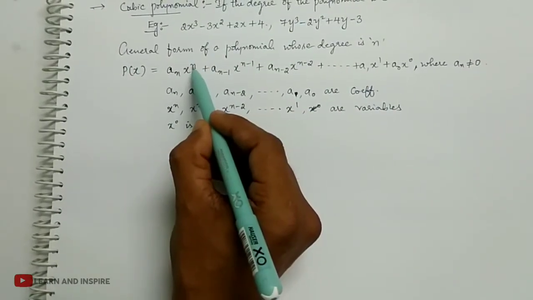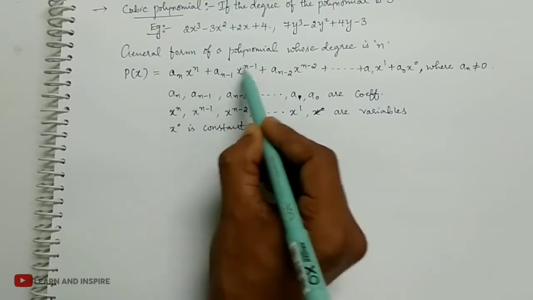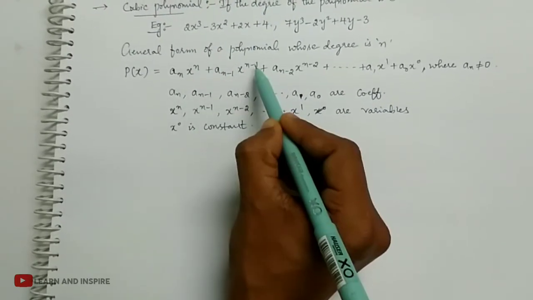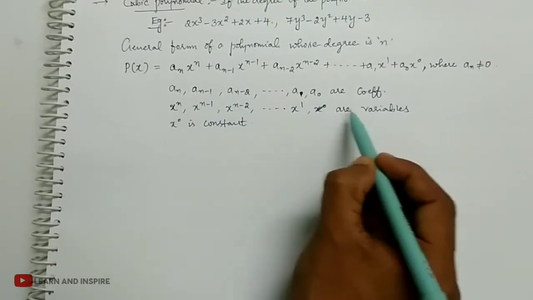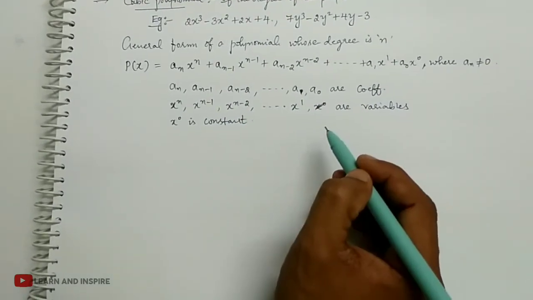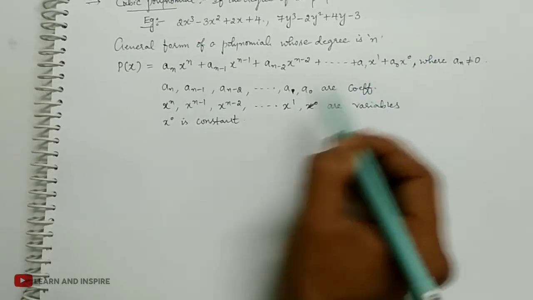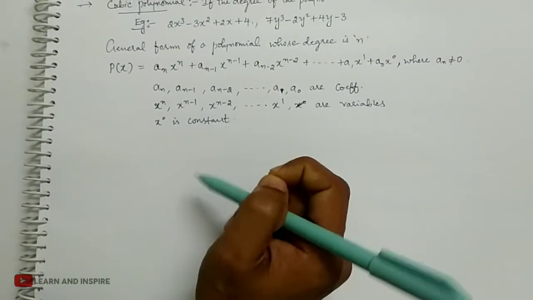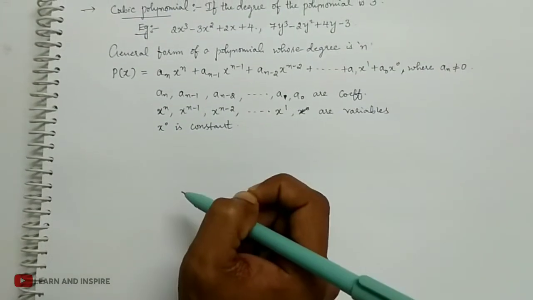x power n minus 1, here the degrees are decreasing, n minus 1, n minus 2, so on. So the degrees are decreasing, so they are called variables. Okay, and whereas the last term x power 0 is a constant with the degree 0. So you can see the degree 0, so it is a constant term.